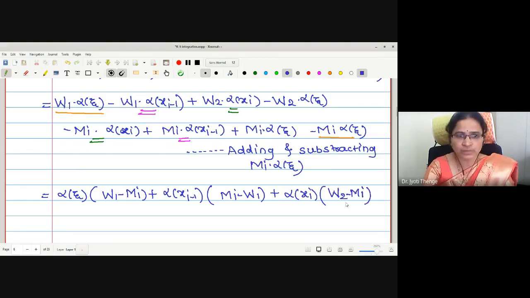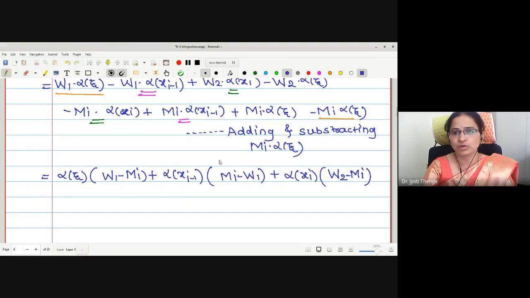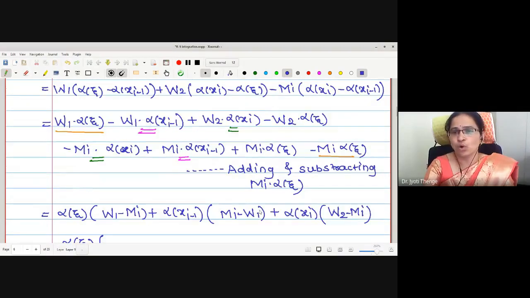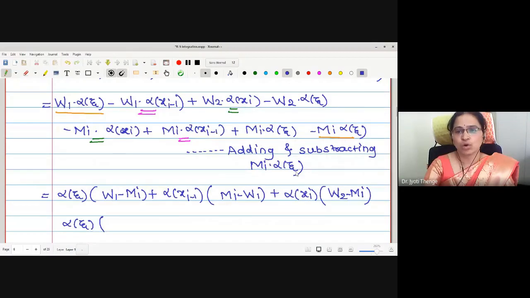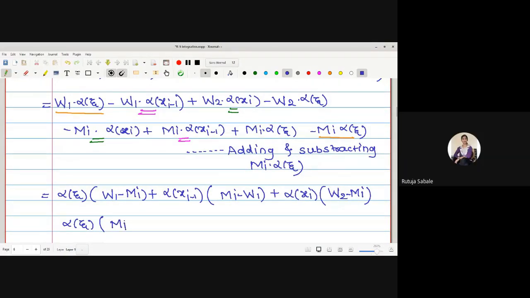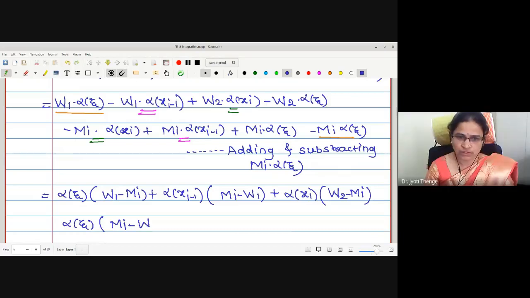Now, which more term is left with us? One more alpha zeta left. Correct now? Here, let me find out the coefficient of this alpha zeta. Only two terms are left now. Then if I collect alpha zeta common, what will be the coefficient? Mi minus W2. Good. This is mi minus W2.